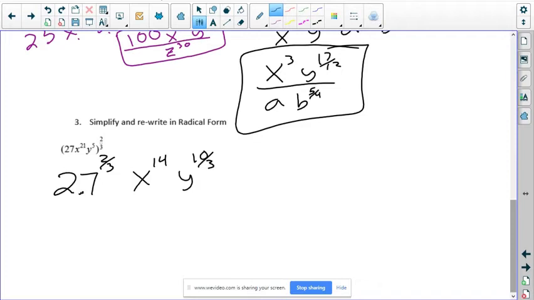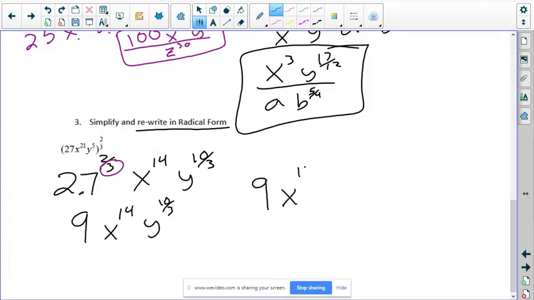27 to the 2/3, we don't multiply these together because this is not an exponent, this is a base. So 27 to the 2/3 means that we cube root the 27 first, and then we square it. The cube root of 27 is 3, 3 squared is 9, so we have 9, x to the 14th, y to the 10/3. And it wants us to rewrite in radical form, so we have to leave our end answer in radical form. There's only one radical here. That's the 1/3 power. So you have x to the 14th, y to the 10th being cube rooted.